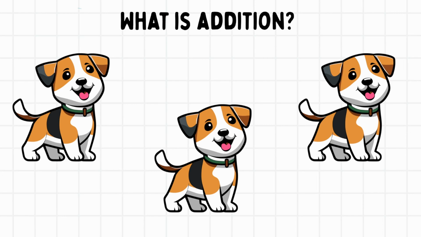Now, we could easily answer the question, how many dogs are on this picture? For example, there's one dog here, a second dog here, and a third dog here. That's pretty easy. But how would we represent this through addition? Well, we have one dog over here, plus another dog over here, and a third dog over here. So that would be 1 plus 1 plus 1, or 3 dogs.